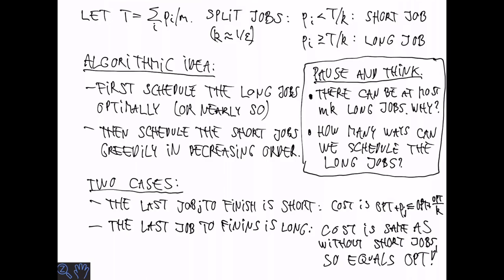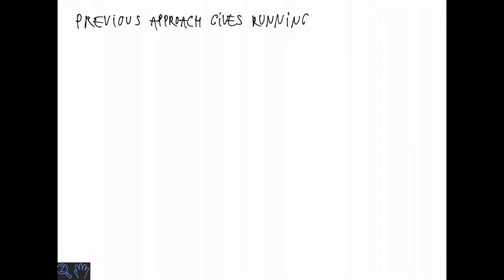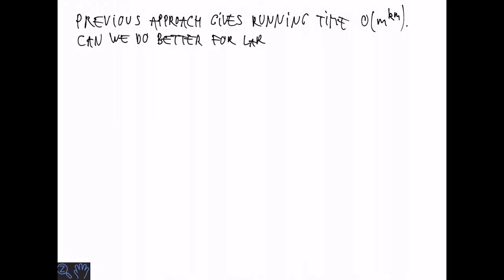To implement this algorithm, we need to consider all possible ways of scheduling the long jobs. This gives a running time of something like O of m to the km, which is a bound on the number of configurations of the long jobs. The question is, can we do better when m is large? We are going to show that the answer is yes.